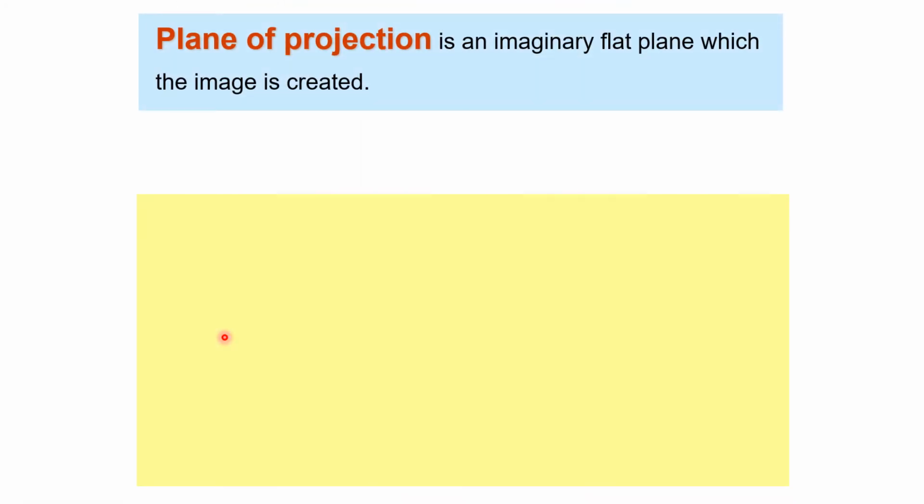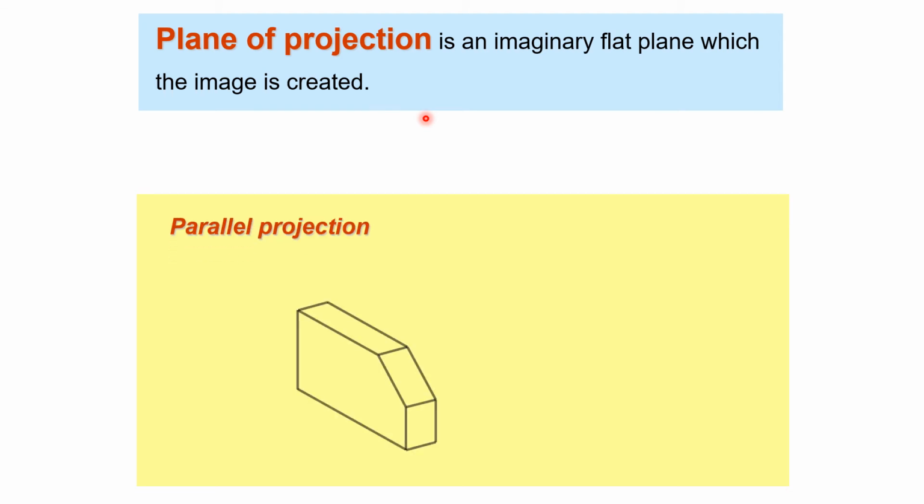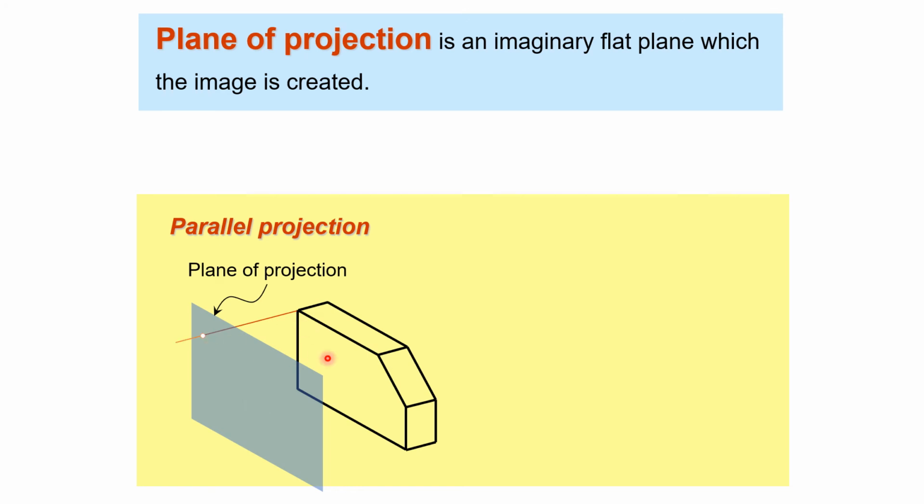Now the plane of projection, and now I will combine both line of sight and plane of projection. Plane of projection is an imaginary flat plane on which the image is created. On the screen is the imaginary plane on which we create the object. So first of all, parallel projection. Here is a screen, where we imagine how the projection of this object forms. Let's see here. First line of sight, second, third, fourth, fifth, all the lines of sight are hitting the plane of projection.